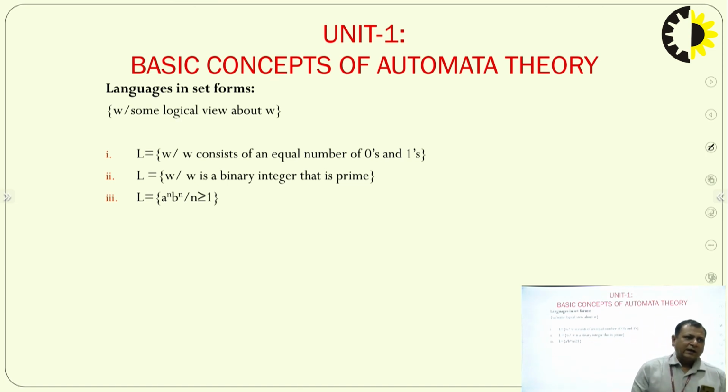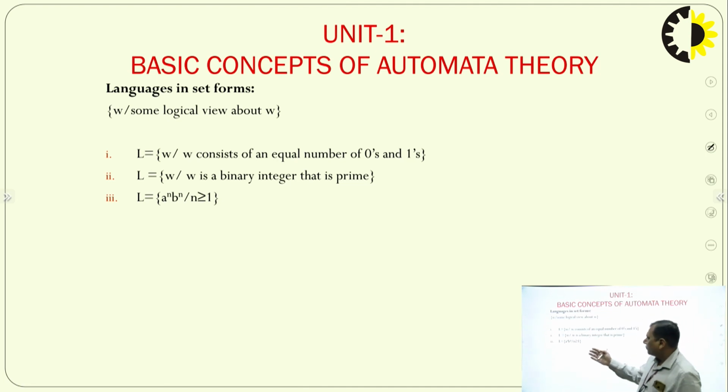Number 2, L equals to W such that W is a binary integer that is prime. तो ये हमने देखा था पिछले एग्जांपल के अंदर. In the previous example we have seen that we have the strings 101, 111, 1011, and so on.